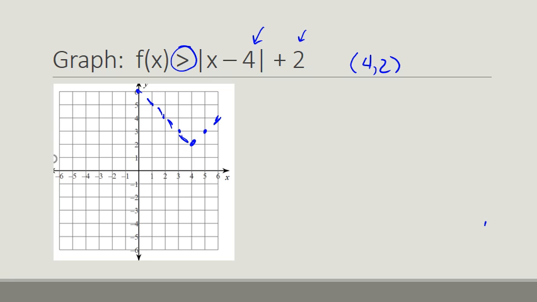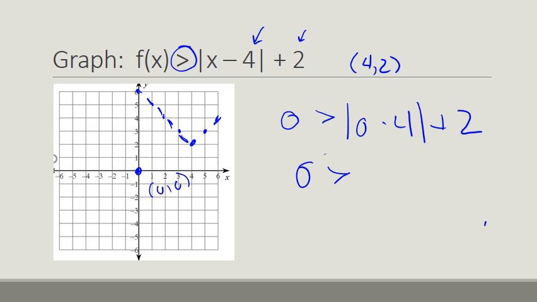And then we've got to decide where to shade. So you can pick a test point to decide. I like to pick 0, 0 because there's a lot less work to do. So if I substitute in, I've got 0 is greater than the absolute value of 0 minus 4, plus 2. And then I would get 0 is greater than the absolute value of negative 4 plus 2, which would be 4 plus 2, which is 6. And 0 is not greater than 6.